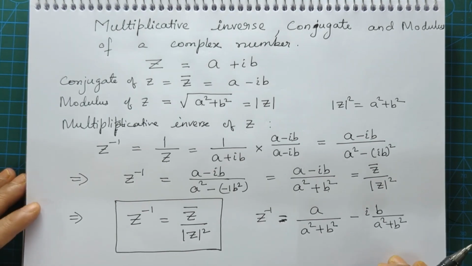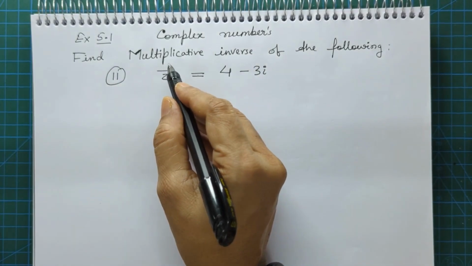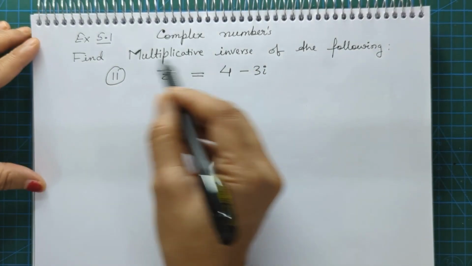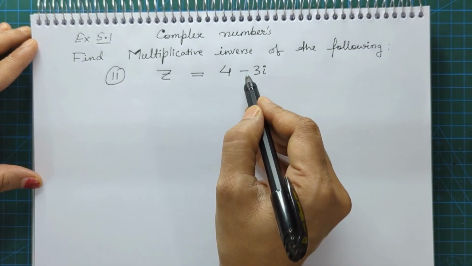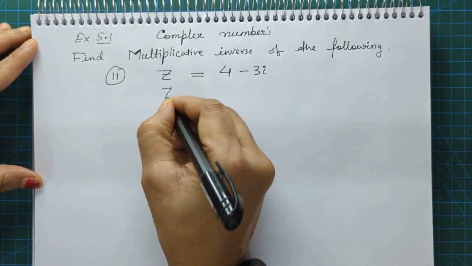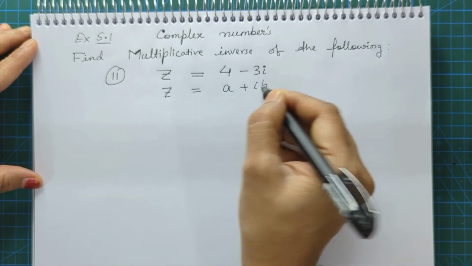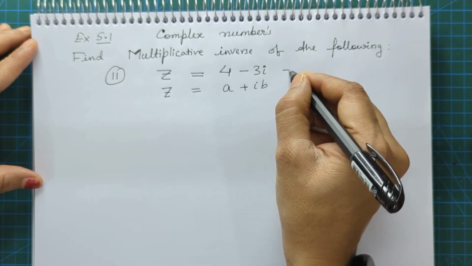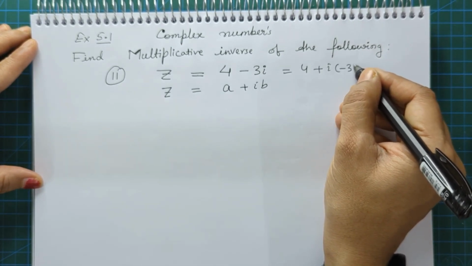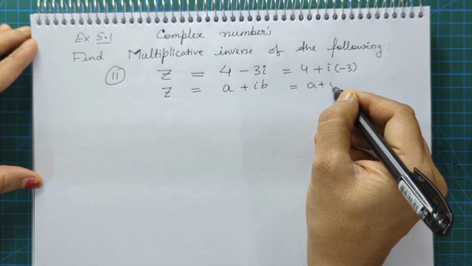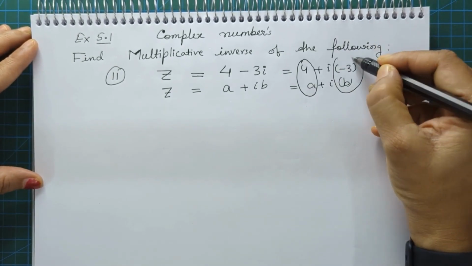Now we will see some applications from exercise 5.1. Coming to applications of finding the multiplicative inverse of complex numbers. Exercise 5.1, 11th question. We are given the complex number z equals 4 plus 3i. First we will compare this with the standard form. The standard form is a plus ib. So this can be written as 4 plus i times 3, and this is a plus ib. So a is 4 and b is 3.